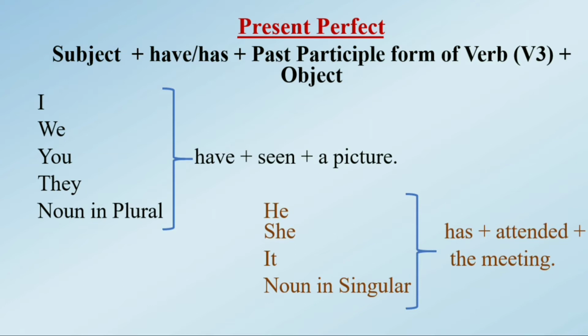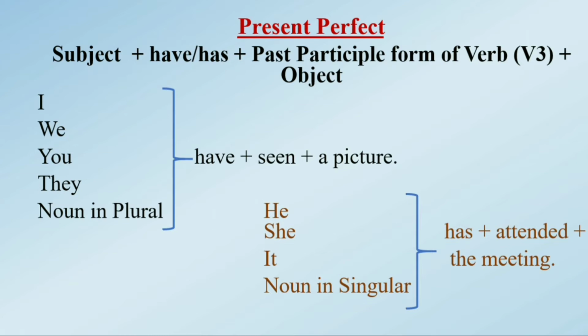She has attended the meeting. It has attended the meeting. Girl has attended the meeting. In this manner, you have to construct different sentences. So practice it thoroughly. Use both have and has in all the sentences and write as many examples as possible. So this is the structure of present perfect.